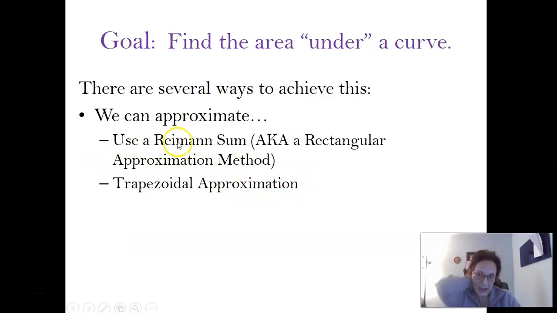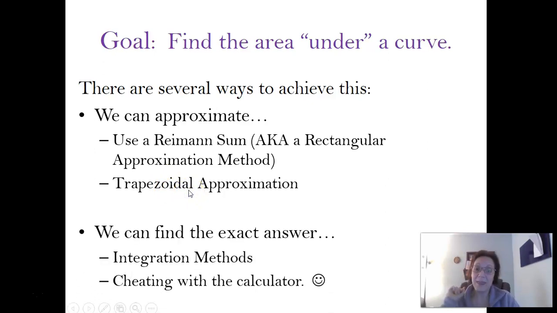The one we're going to look at today is called a Riemann sum. There are 3 different Riemann sums. It is less complicated than its name makes it sound. There's another method called trapezoidal approximation. I probably don't have to tell you what that involves. Trapezoid. Okay. And then we're going to learn how to find an actual exact answer.